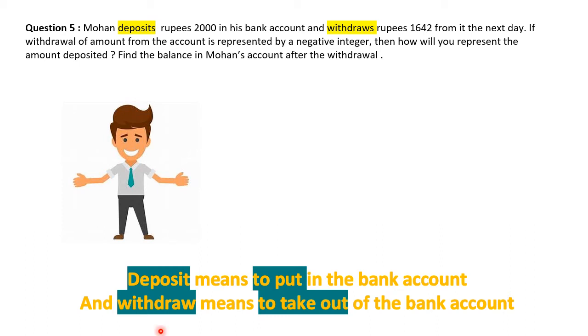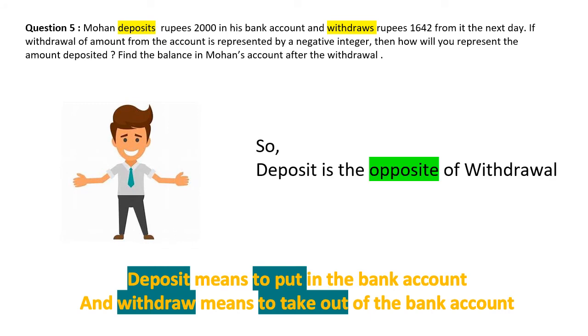So deposit means to put into the bank account and withdraw means to take out of the bank account. Now, putting and taking out, these are opposite actions, right? Now let us understand this question further. That's why deposit is the opposite of withdrawal, right?